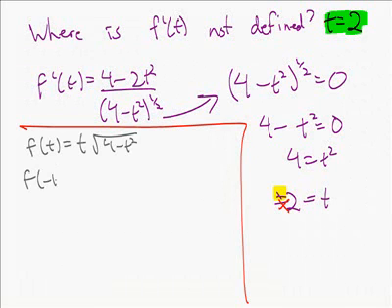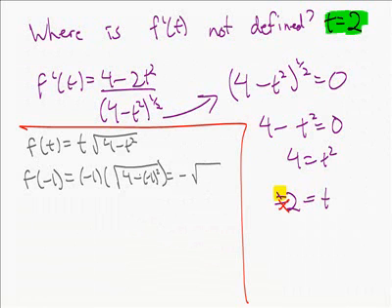So let's start with f of negative 1. That was our left endpoint. So that's going to be negative 1 times the square root of 4 minus negative 1 squared. That's equal to negative the square root of 4 minus 1 squared. 4 minus 1 is 3. So that's negative square root of 3.